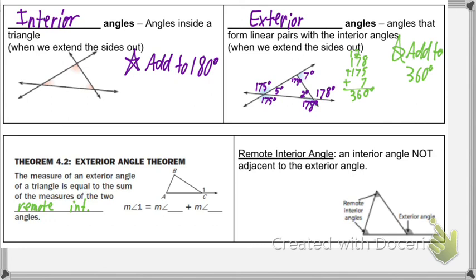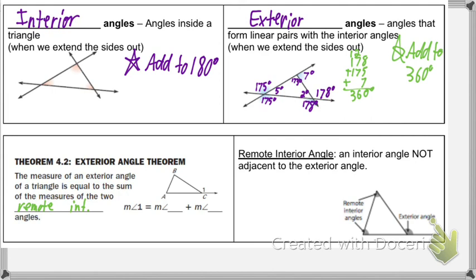So what this theorem's saying, guys, is if I have this exterior angle, it's going to be the sum of whatever these remote interiors are. If we look back up to our previous example, 7 degrees is going to be the sum of the two remote interior angles. 7 is 5 plus 2. That makes sense. 175 is going to be the sum of the two remote interior angles. 173 plus 2 is 175.